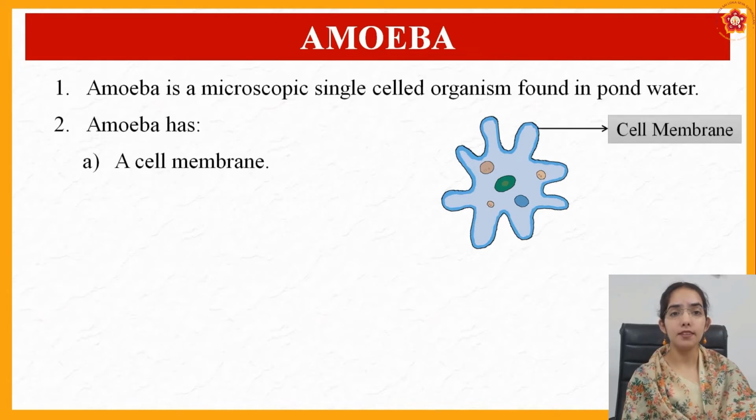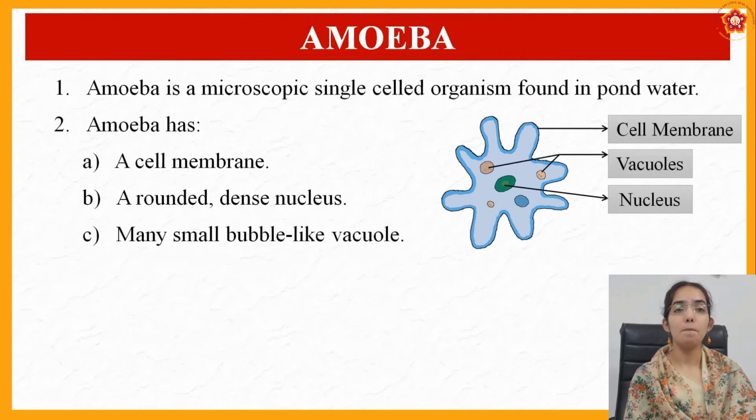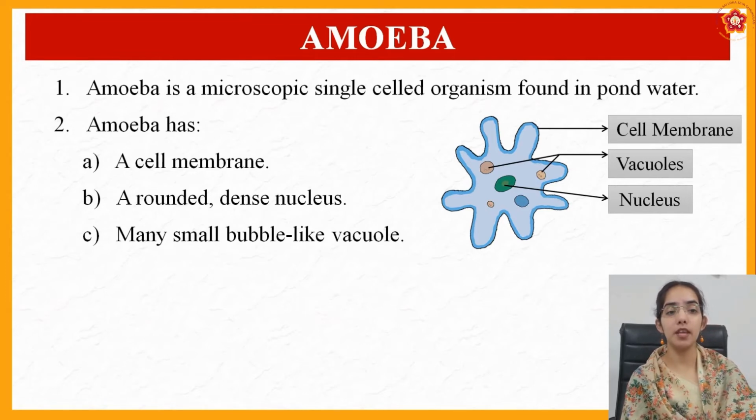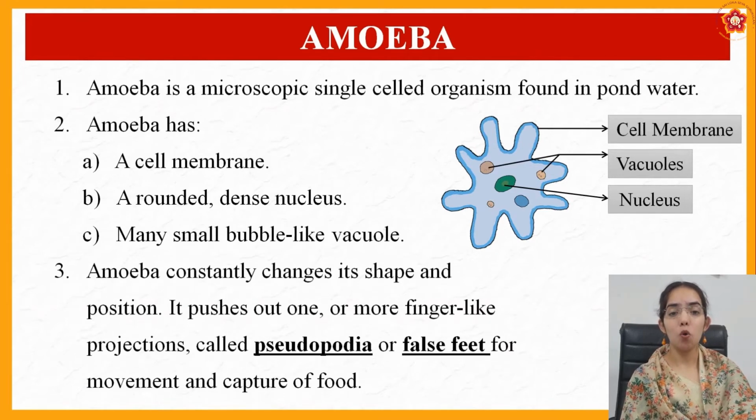Now amoeba has a cell membrane, then a dense round nucleus, and many small bubble-like vacuoles. So these are the various structures of this organism: a cell membrane, vacuole, and a nucleus. Amoeba constantly changes its shape. So it's really interesting. This organism will not have a definite shape. It will keep on changing its shape. It does not have a fixed shape.